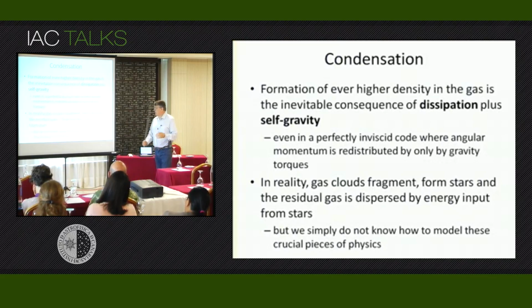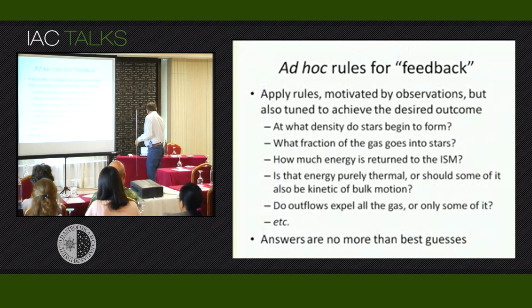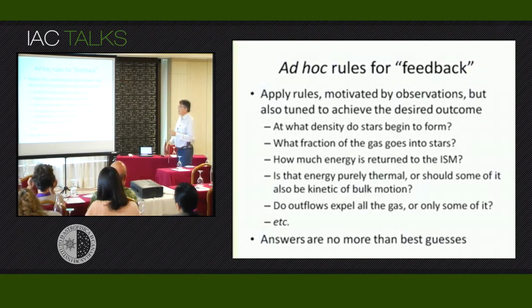And in reality, of course, the gas clouds eventually fragment into smaller objects. They begin to form stars, and the residual gas gets dispersed by the energy input from those stars, and it goes back out into low density material. But we have absolutely no ability yet to model this process in detail. People who work on the formation of individual stars without worrying about the rest of the galaxy are still struggling to get this particular part right. So it's no surprise that if you're trying to do a whole galaxy at once, you can't resolve any of this and get the physics right.